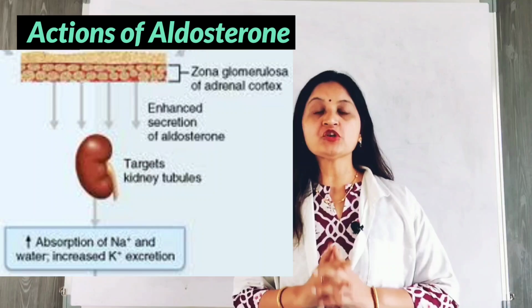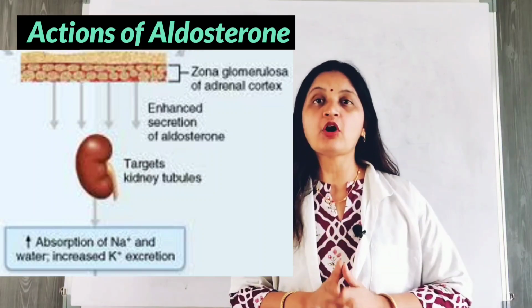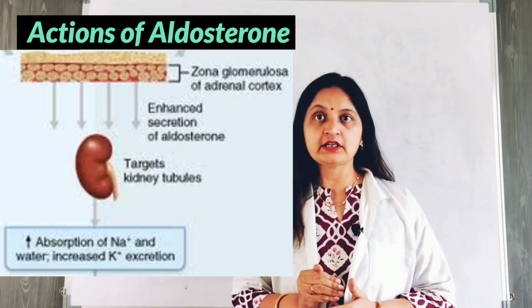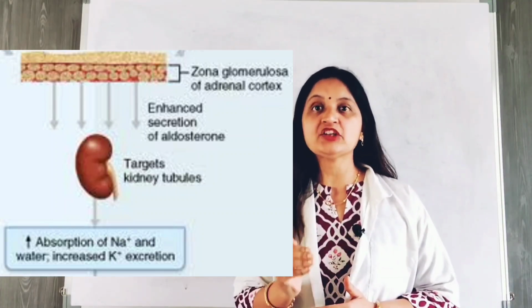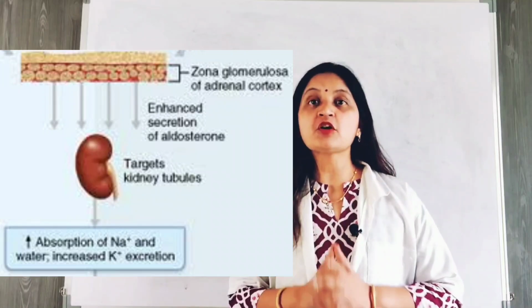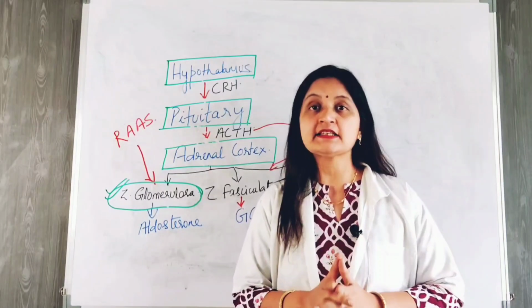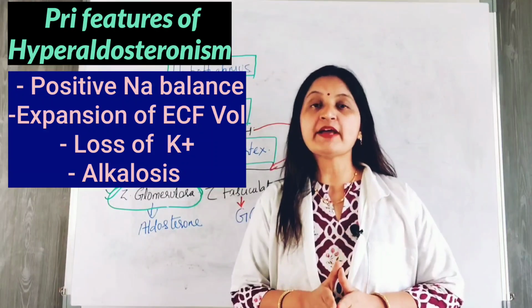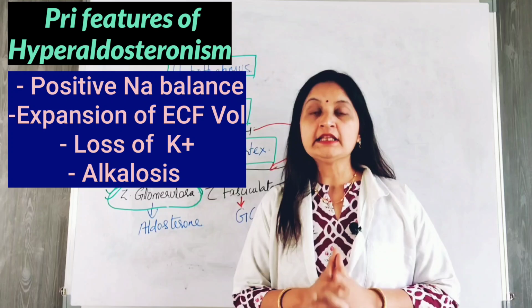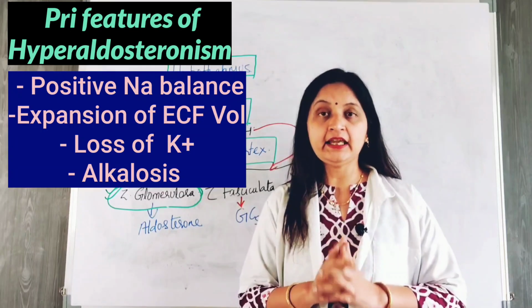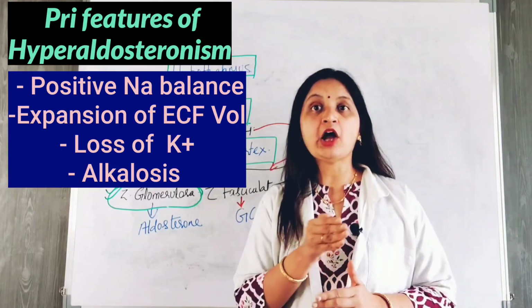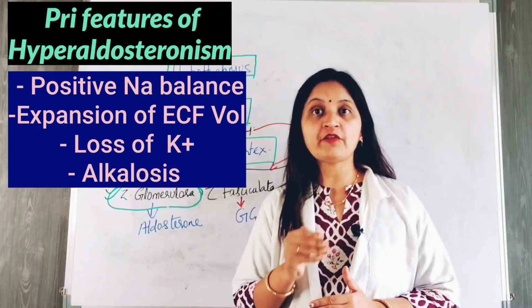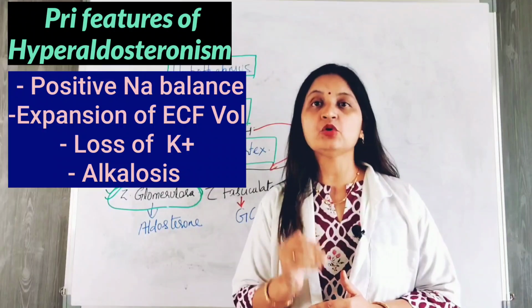Now speaking about the actions of aldosterone, which acts on the distal convoluted tubule and collecting duct, causing increased reabsorption of sodium and water and excretion of potassium and H+ ions. So the primary features of hyperaldosteronism, or excessive aldosterone secretion, are positive sodium balance and increased expansion of extracellular fluid volume. The plasma level of sodium slightly increases, and this is accompanied by a loss of potassium, or hypokalemia, and also because of loss of H+ ions, there is alkalosis.